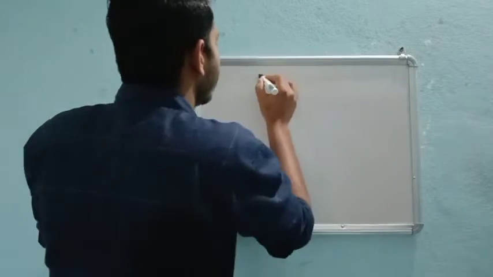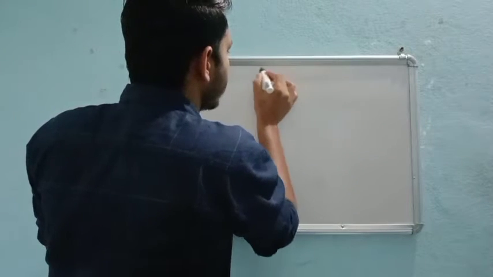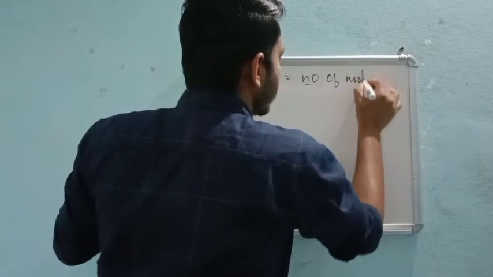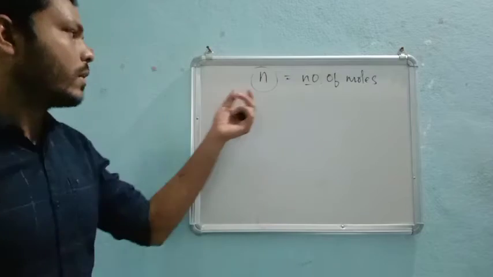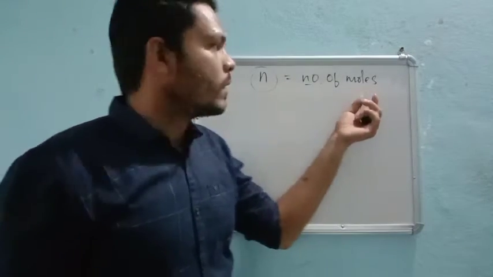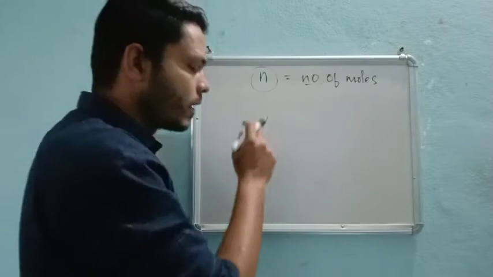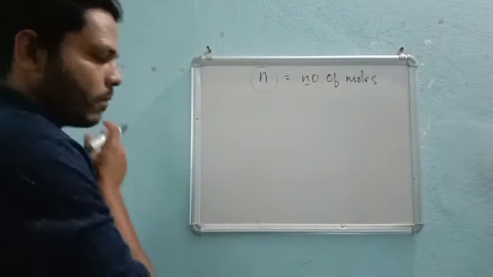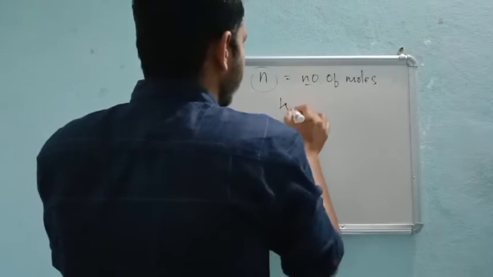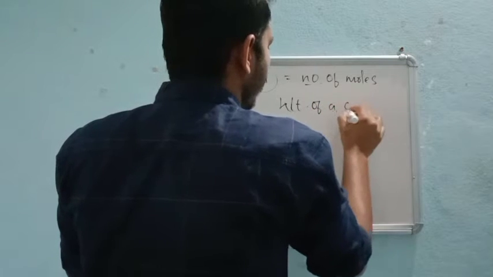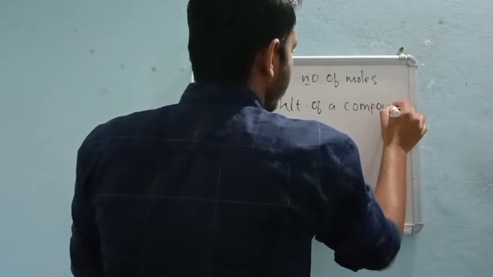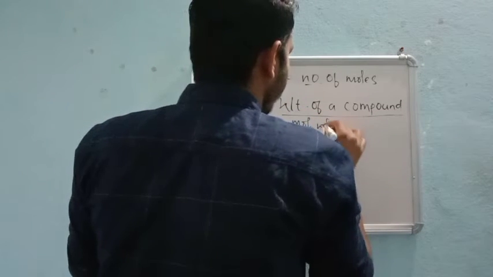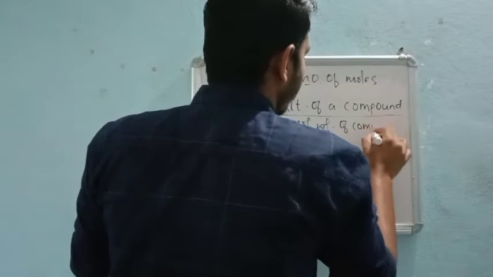So what are those? N, that means number of moles. Before going for the calculation of a mole fraction, we have to calculate the number of moles. For the number of moles calculation, I have given the same formula: weight of a compound divided by molecular weight of the compound.